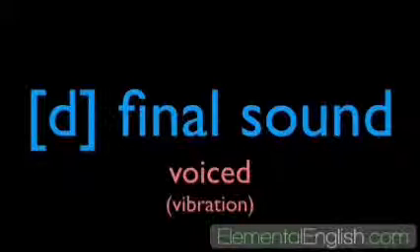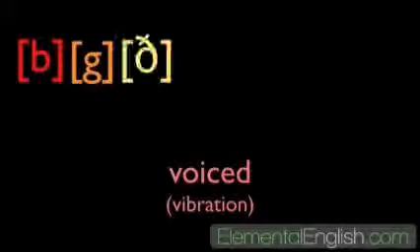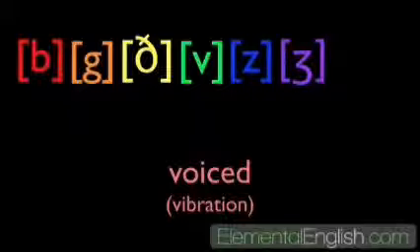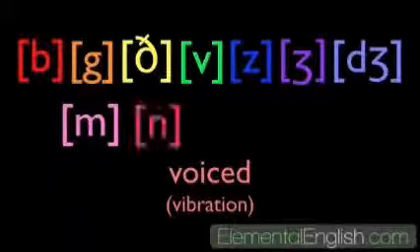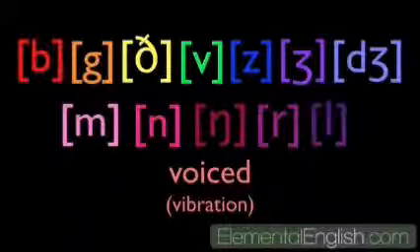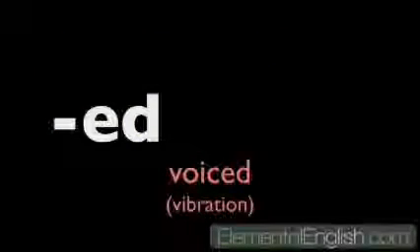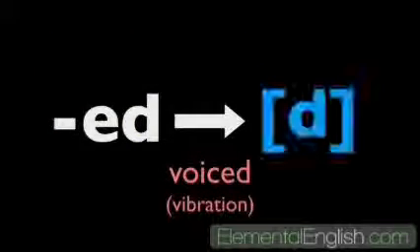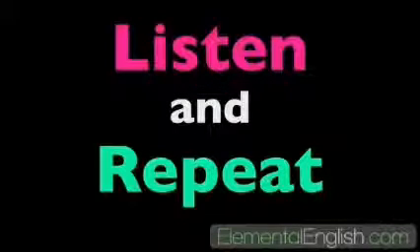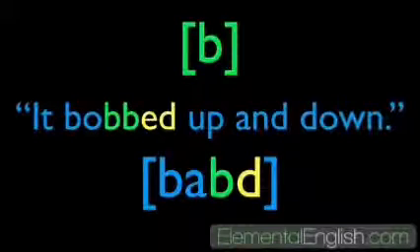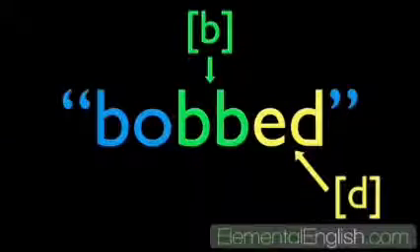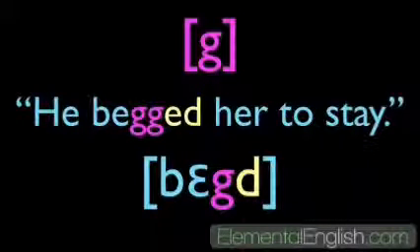D, final sound. Verbs ending in the voiced b, g, v, z, j, m, n, ing, r, l, cause the ed ending to be pronounced as a voiced d. Listen and repeat. It bobbed up and down. Bobbed. He begged her to stay. Begged.